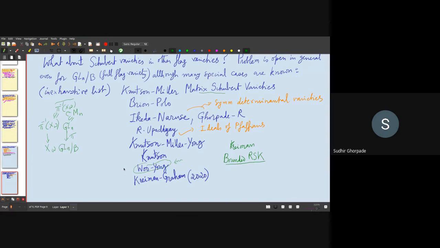Another question: when you mentioned the theorem of Kreiman, Lakshmibai, yourself and Kodiyalam, you said that the associated simplicial complex is shellable and so on. So this shellability is proved in your paper? No, it's not proved in our paper. So where is it proved? That's a good question.